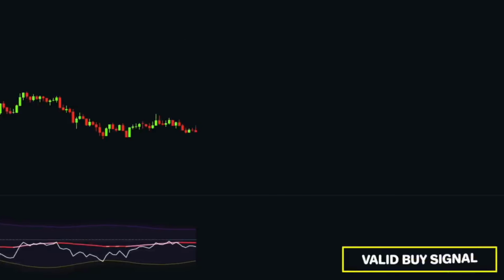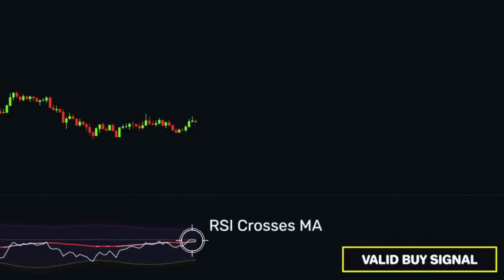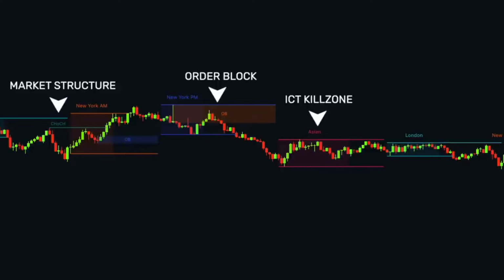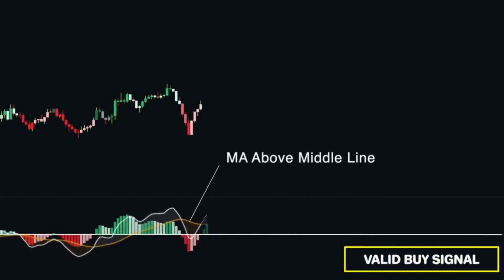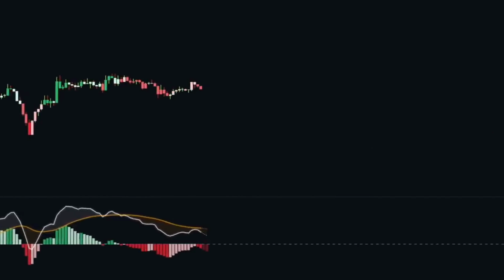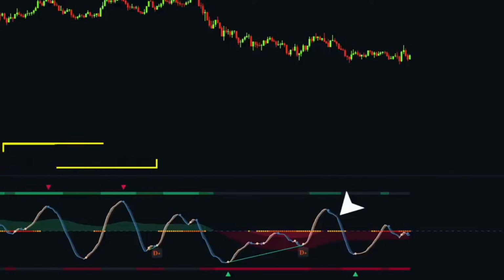These 20 indicators are essential for any trader looking to enhance their trading arsenal and improve their decision-making process. Make sure to test them out and find the ones that work best for your trading style.